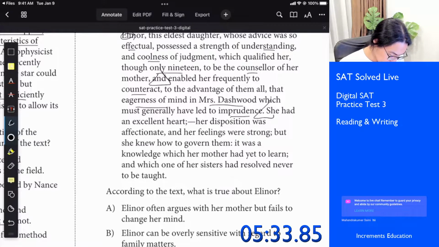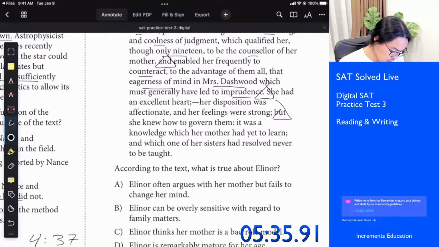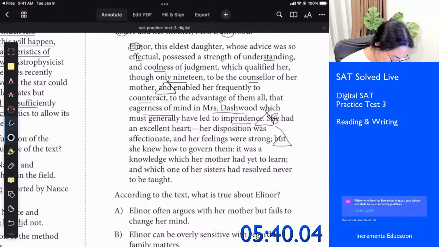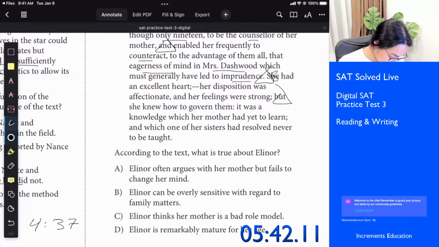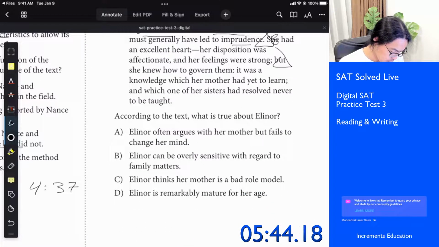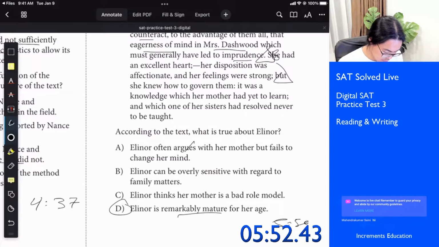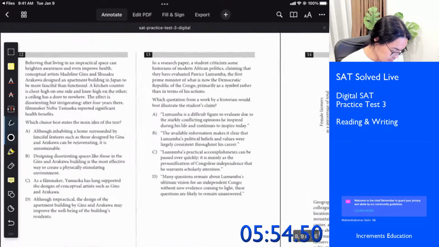Okay, so these are qualifications, but she knew how to... Okay, qualifications for her, for Eleanor. Okay, this is Eleanor. Okay, so Eleanor doesn't argue. She is mature, yeah, because she's 19 and she can teach her mom things, basically. Okay, going on.